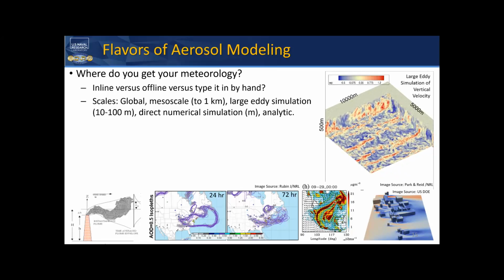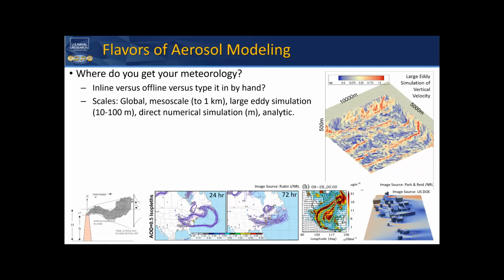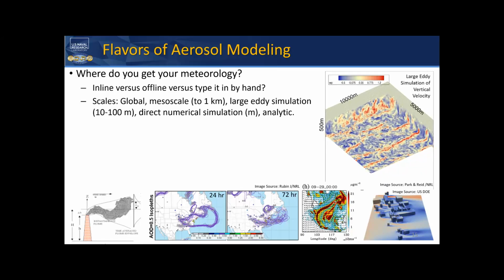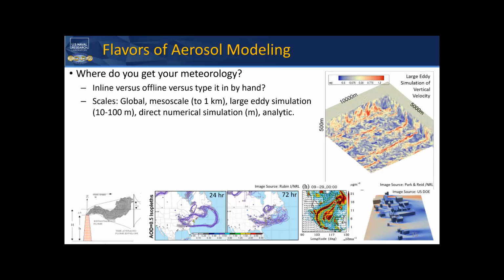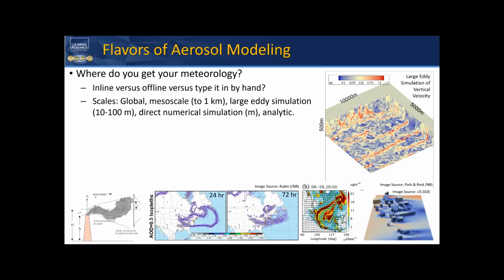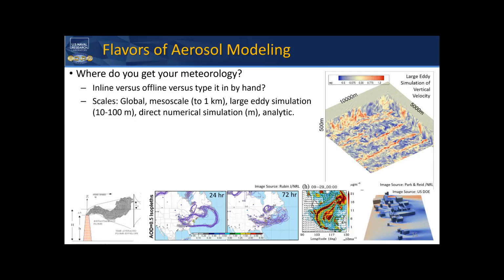And in some situations, you can just type it in by hand. Like, I've got a plume dispersion. I think the wind's coming from the north and it's running at 15 knots. And I think this is what the stability is. And I'm going to type that in and I'm going to get a solution.